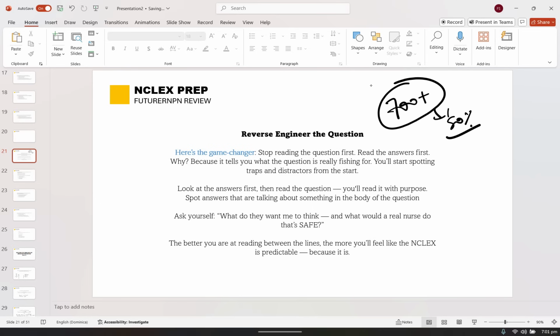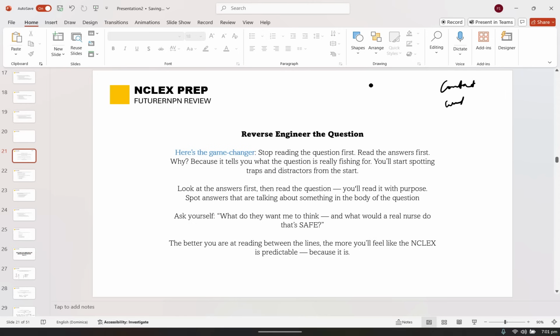So the whole goal is always these three things. One, you want to understand the content. Two, you want to know how the NCLEX writes the questions. And three, you want to understand the examiner's thinking. After these three things, trust me, you are going to pass the NCLEX exam successfully. So follow me, I want to share another secret today.